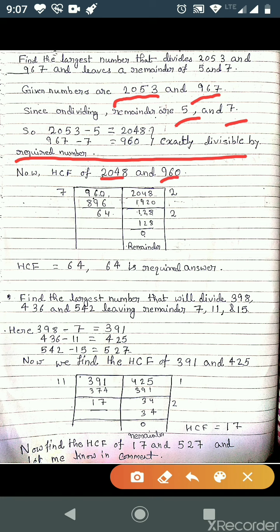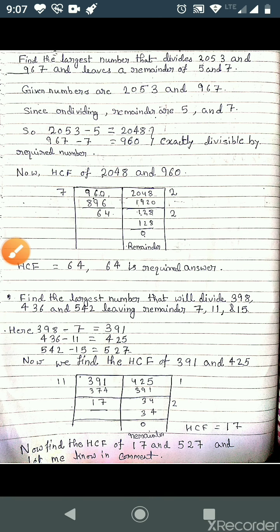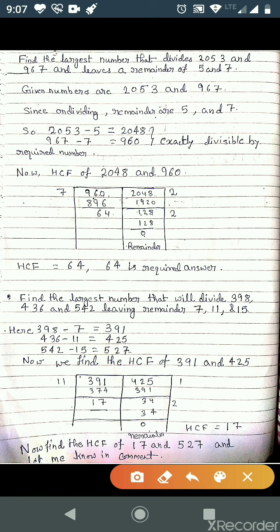Here is a new approach, Euclid's algorithm. What we will do, we will create columns like this, and in one column we will write 960, and in another we will write 2048. First, 960 is obviously less than 2048, so we divide 2048 by 960.